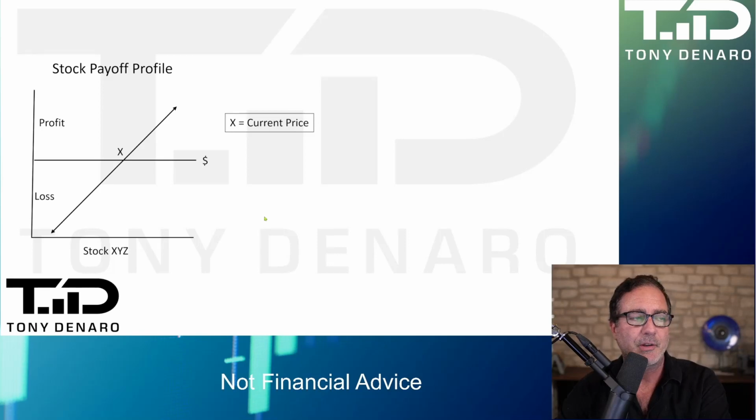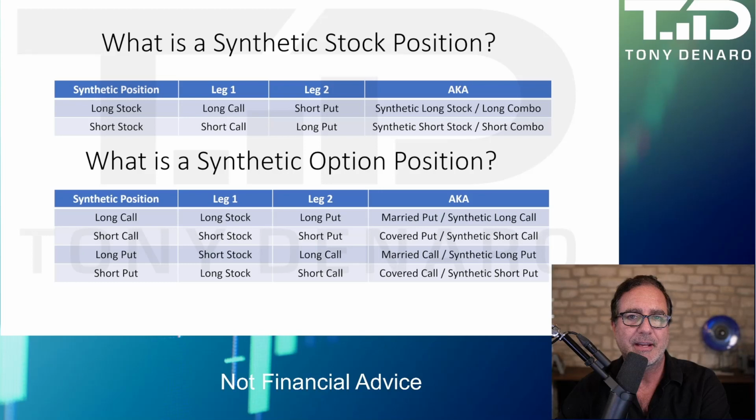This simple chart here is just a stock payoff profile with the line in the middle being the price that you buy a stock at. Obviously, if the price goes up, you profit, and if the price goes down, you have a loss. Now I'm going to compare that stock payoff profile to the first one on the list here, the long stock synthetic, which is a combination of a long call and a short put.